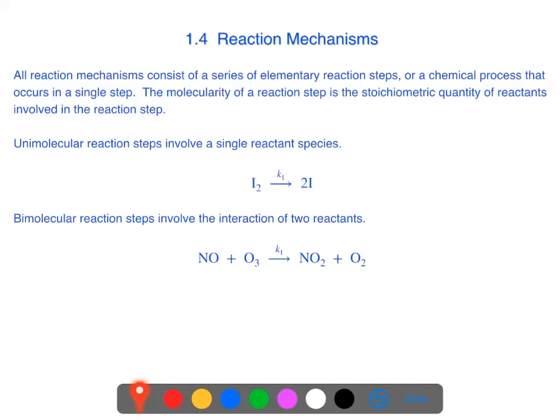On the other hand, a bimolecular reaction step involves the interaction of two reactants. And so in this example, we have nitric oxide reacting with ozone to give us nitrogen dioxide and molecular oxygen. Because two molecules are involved in this elementary reaction step, we would refer to this step as a bimolecular reaction step.